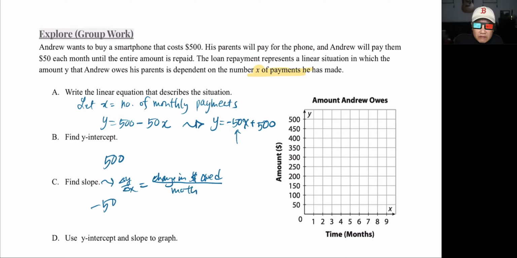Because he's paying back $50 a month, that is a change. But because you're paying it back, the amount that you owe decreases, hence the negative, right? So it's actually better to think about negative 50 over 1. Of course, we write it as negative 50 because anything divided by 1 is itself, right? Okay, there you go. Let me put the answers on the left-hand side. All right. Use the y-intercept and the slope to graph.